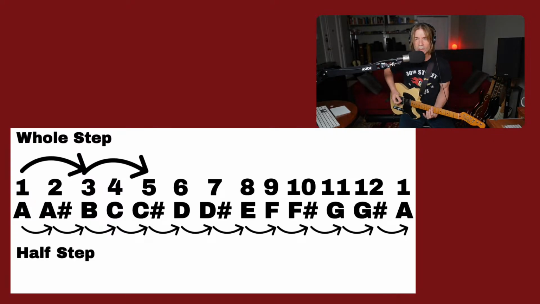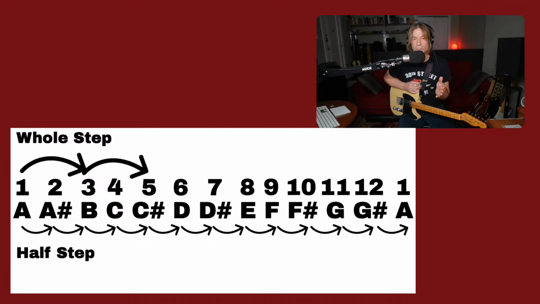So F, then you have F sharp, G. If you went down from G, it would be a G flat right there. We have F sharp, G, G sharp, A, or A flat if you went down. So all of those sharp notes are also flat notes from the note above it.